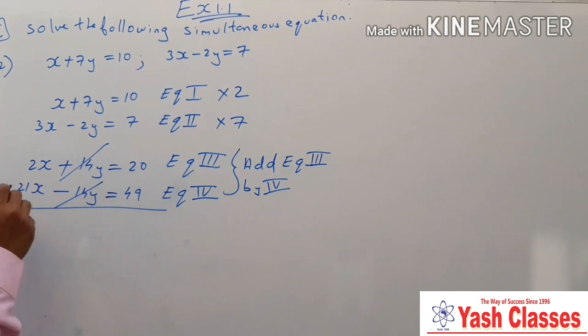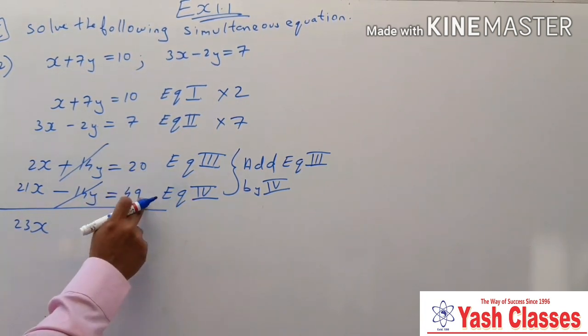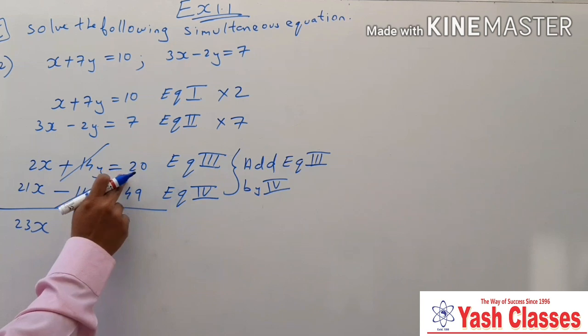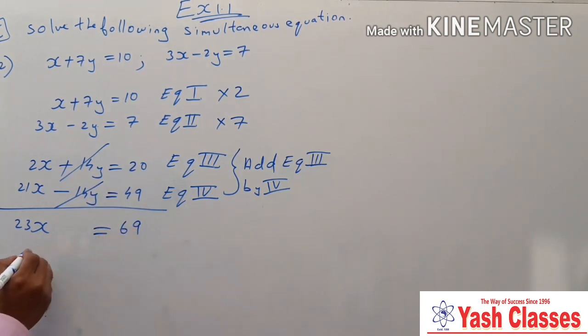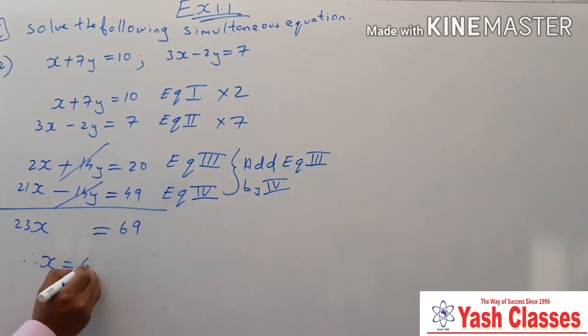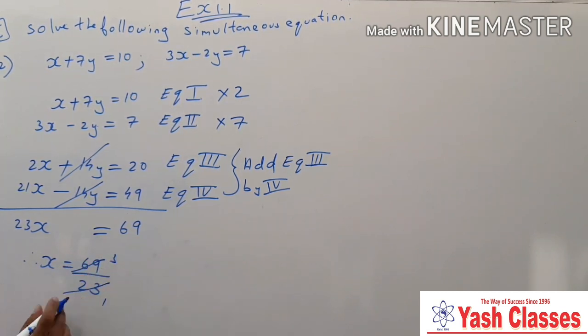Plus 14y minus 14y cancel. 23x here. 2 plus 21, 23. 20 plus 49, both are plus sign, it will be 69. Therefore, x is equal to 69 upon 23. 23 threes are 69. Therefore, x is equal to 3.